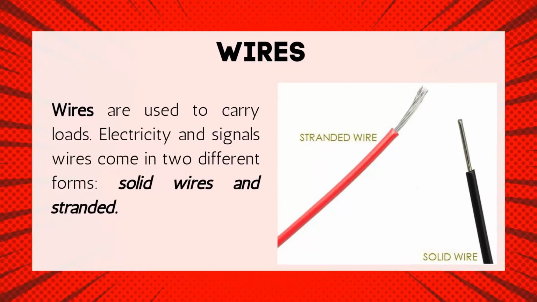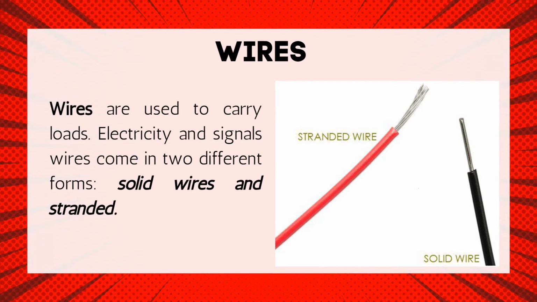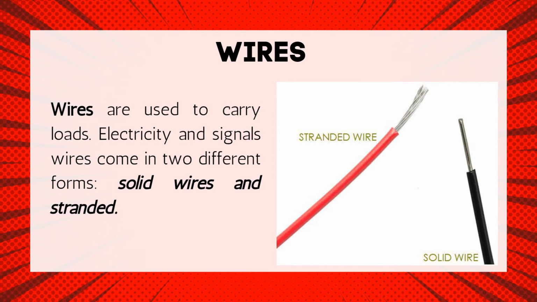Wires. Wires are used to carry loads. Electrical and signal wires come into two different forms, solid wires and stranded. Solid wire, also called solid core or single strand wire, is composed of a single metal strand, usually a copper, that is insulated with non-conductive materials.